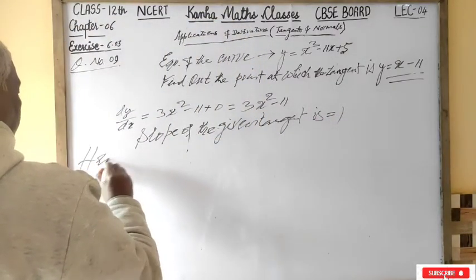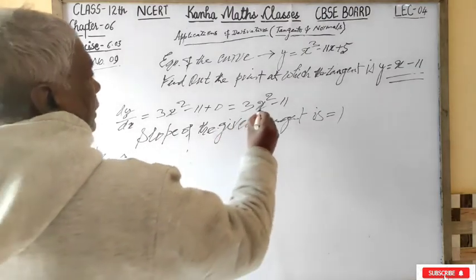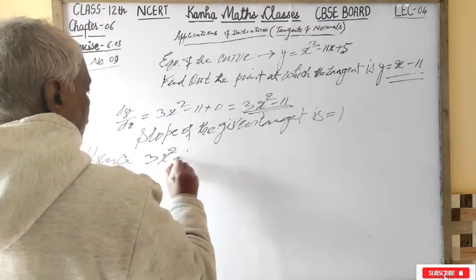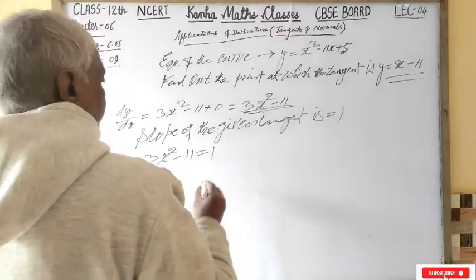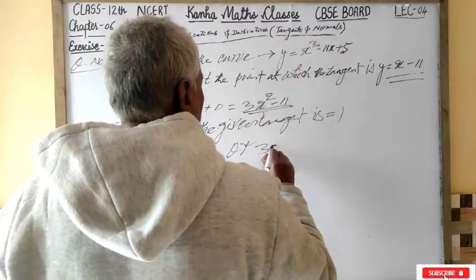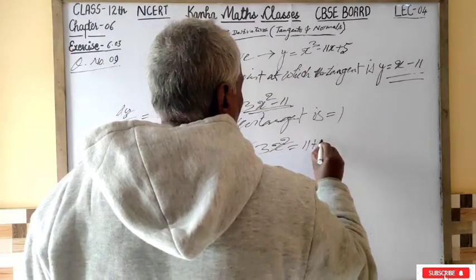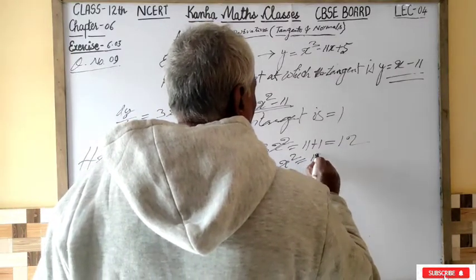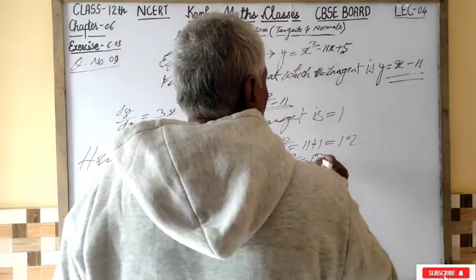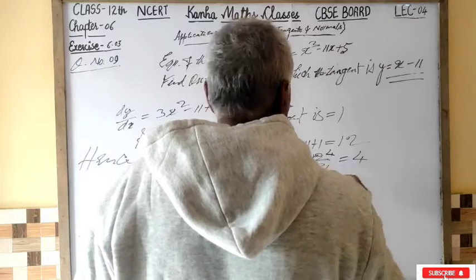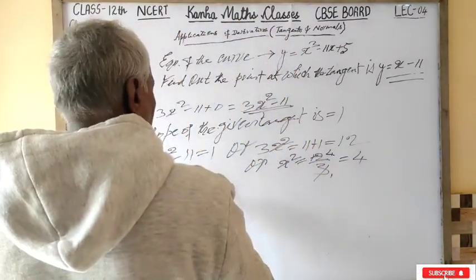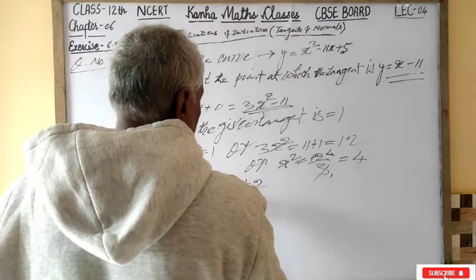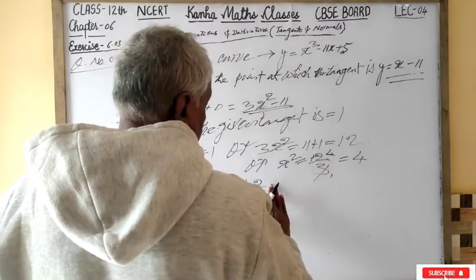Hence, 3x square minus 11 is equal to 1, or 3x square is equal to 11 plus 1, that is 12, or x square is equal to 12 by 3, or 4, or x is equal to plus minus 2.